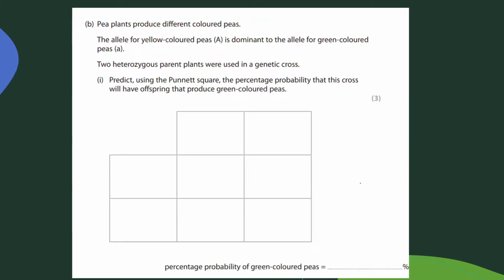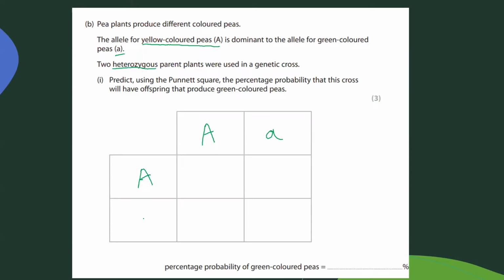Pea plants produce different coloured peas. The allele for yellow coloured peas is capital A, so it's dominant. Okay, it does say dominant, to the allele for green coloured peas, recessive. Two heterozygous parent plants were used in a genetic cross. Hetero means different, so they've got a dominant and a recessive.